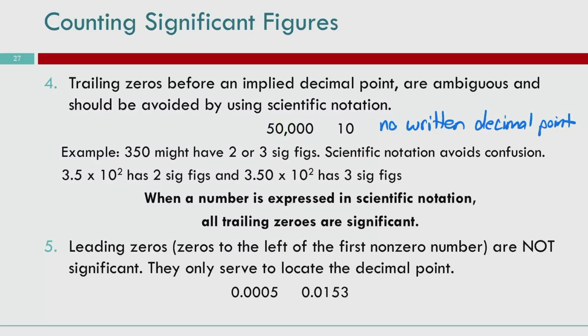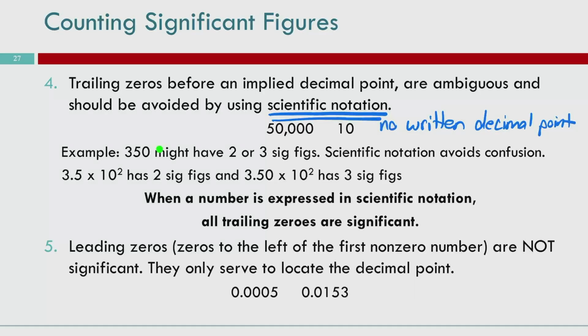The way that we remove that ambiguity, that we make it clear how many are significant, is we write it in scientific notation. So the safest way to avoid these trailing zero issues is using scientific notation. You don't always have to use it, but it can be helpful.